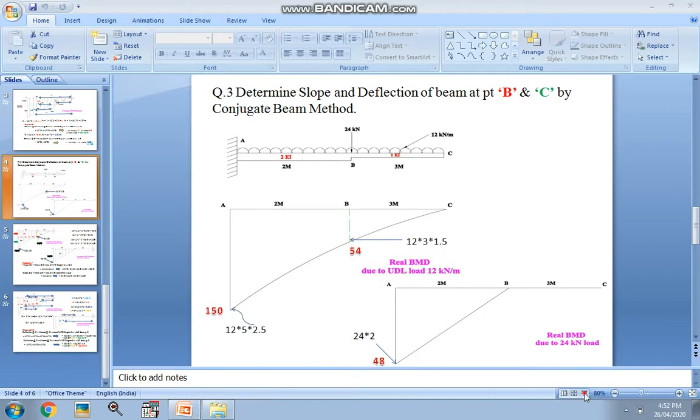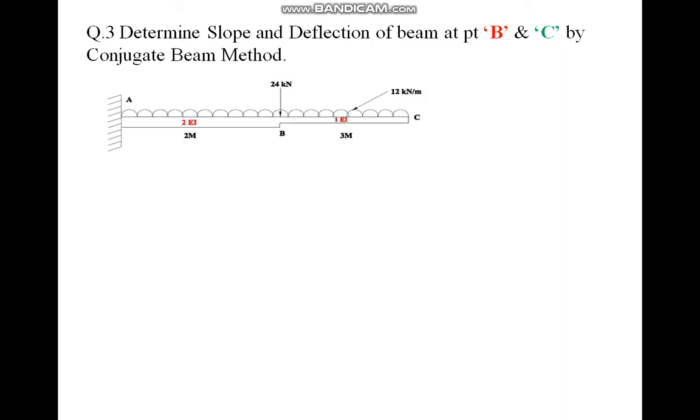Good morning, students. Today I explain how to determine the slope and deflection of a beam at points B and C by the conjugate beam method, for both the two UDLs and the point load.